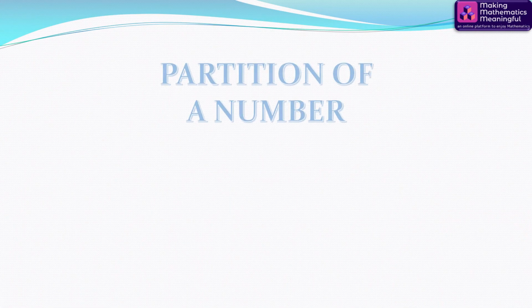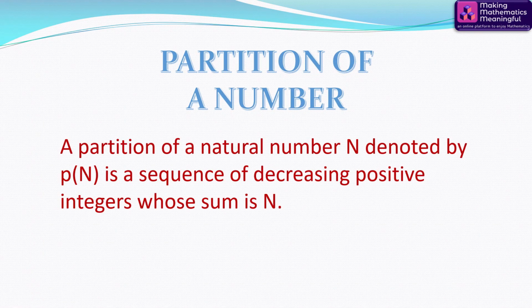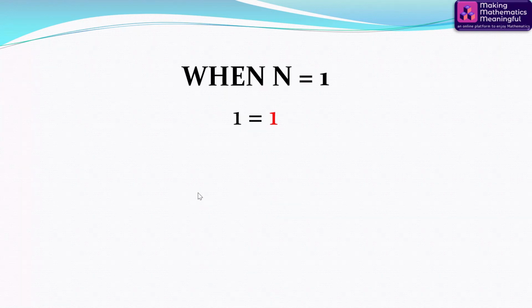So what do we mean by a partition of a number? A partition of a natural number n, denoted by p of n, is the sequence of decreasing positive integers whose sum is equal to n. For example, let us consider the number n is equal to 1. As we can see, 1 can only be written as 1. So, p of 1 is equal to 1.